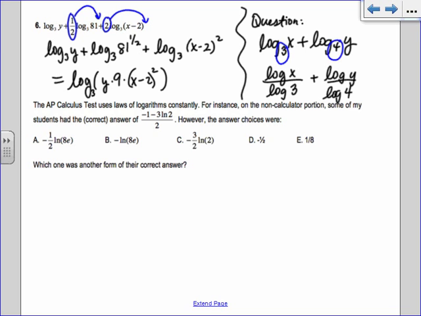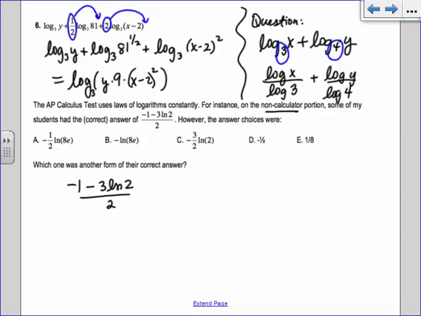So it's going to be a little bit weird, but I'm going to show you. If you have -1 minus 3 times natural log of 2, all over 2, and this had been a calculator portion, all you could do is find that decimal approximation, put it into your calculator, and go through the answer choices and eliminate the ones that aren't the same. Does that make sense? But this was on the non-calculator portion of the test, okay?